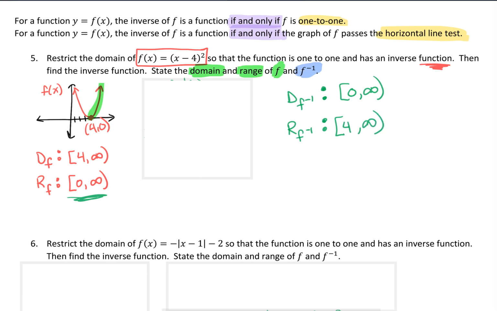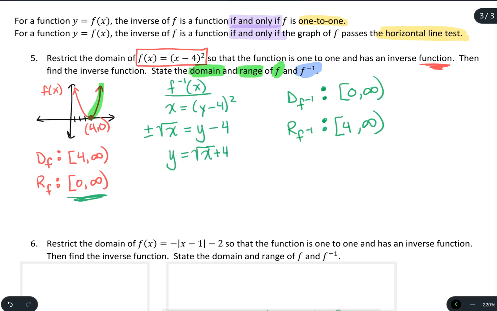Okay, and now I just need to find the inverse function. So I'm going to go ahead and find the inverse function. You guys can do it. Switch the x and y and solve. So here, I switch my x and y. It's really nice to label your work f inverse.